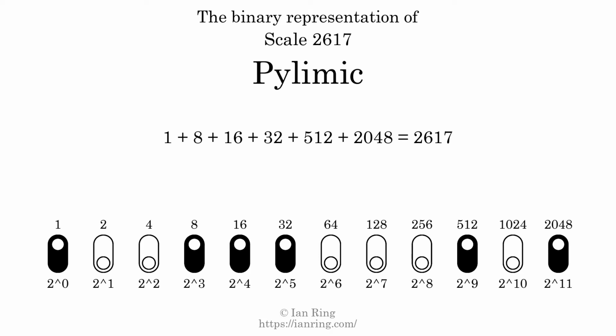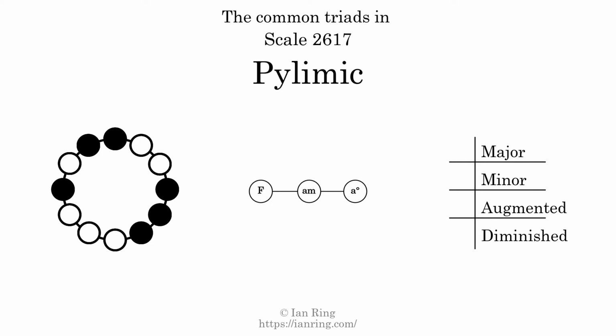2617. The scale number not only enumerates the scale with a unique index, but it also literally describes the tonal content of the scale. Represented as a binary number in base 2, the scale number is 101000111001. Here are the common triads present in this scale.